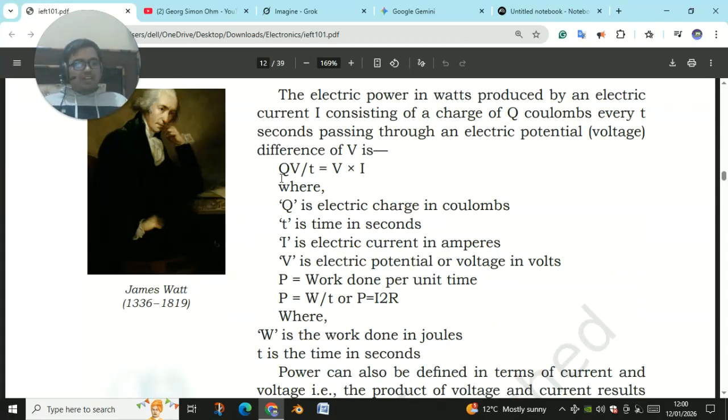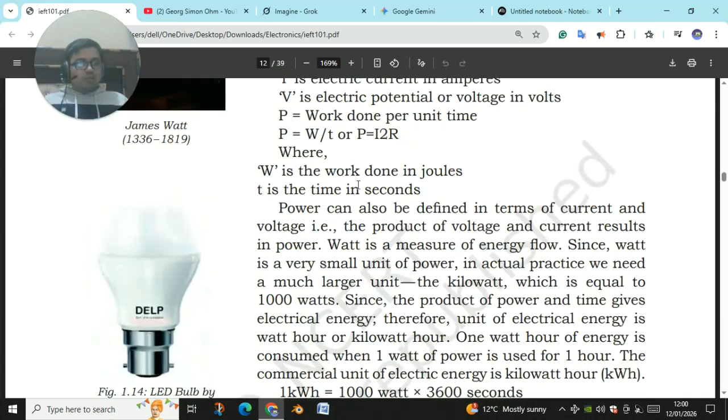is qV upon t, which is equal to V into I, where q is electric charge in coulomb, t is the time in second, I is an electric current in amperes, V is electrical potential or voltage in volts. P is work done per unit time, P is equal to W upon T, or P is equal to I squared R, where W is work done in joules, T is time in second. James Watt.